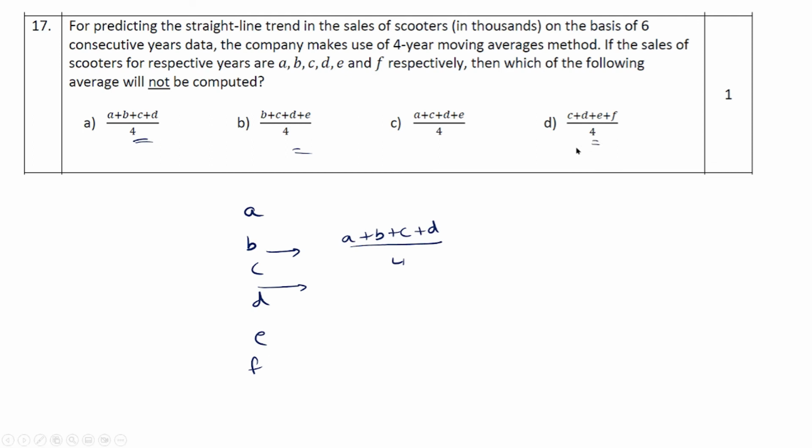On the other hand, we will not find the average of A, C, D and E without including B. It is of no use. So the correct option is option C. Finding the average of A, C, D and E does not account to the 4-year moving averages method. So this average we will not compute. The correct option is option C.